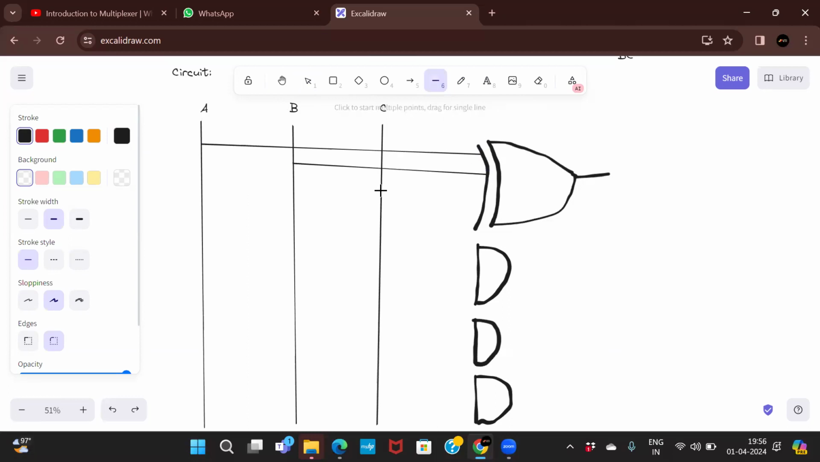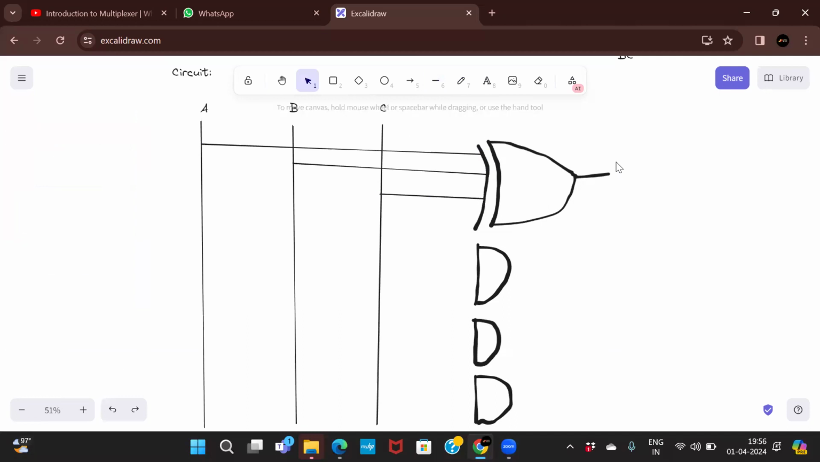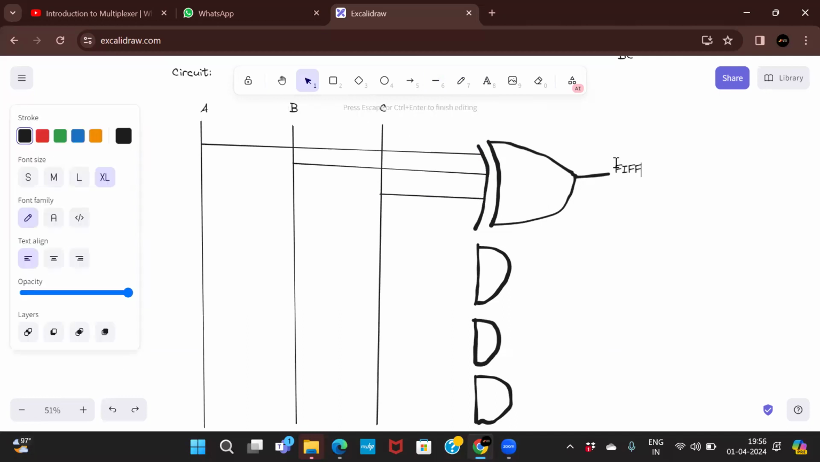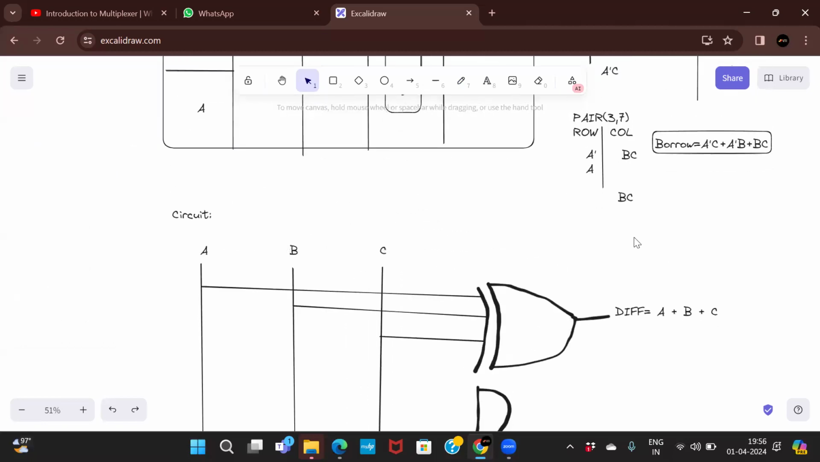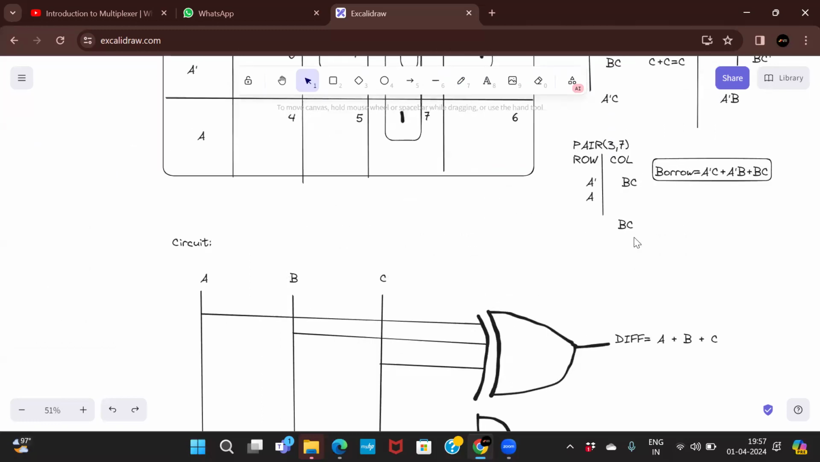These A, B, and C are the inputs. So the difference equals A, dot B, dot C. Okay. So that is the difference. Now we need a borrow: A bar, C bar, C. So three terms. Consider how many NOT gates we require.